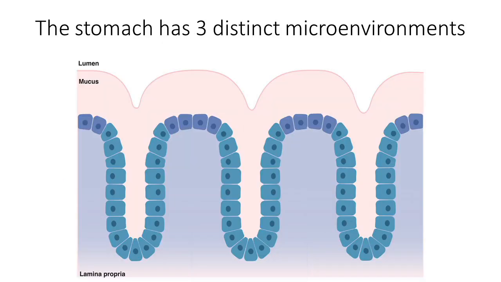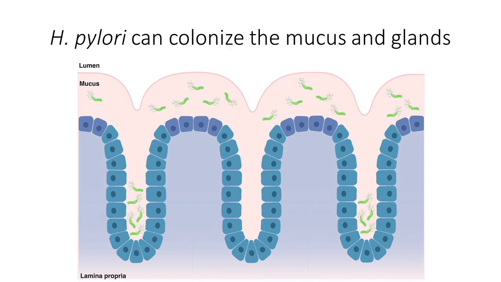This is really important in the stomach environment because there are three distinct microenvironments in the stomach. You have the acidic lumen area, you have the mucus area, and you have the gastric glands. H. pylori is known to colonize the mucus layer and the gastric gland area. And the population in the gastric glands is particularly interesting to us because it is in close proximity to the lamina propria, which houses the immune cells.